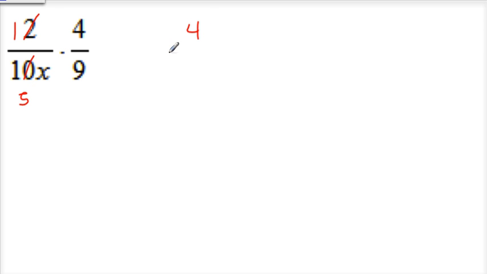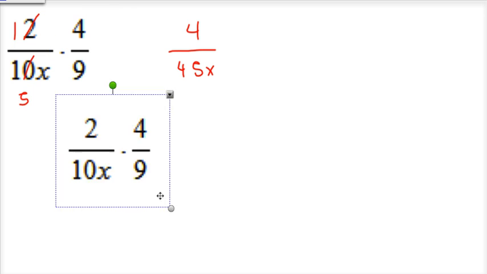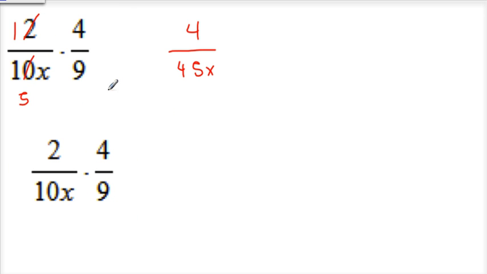1 times 4 is 4. And 5 times 9, 45x. Let's take this same example here and throw a few more variables in. Let's throw x cubed, y to the 5th, an xy here and an x here. So let's make this 2x cubed over 10xy times 4y to the 5th over 9x.